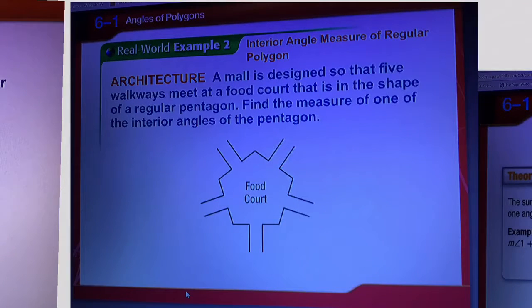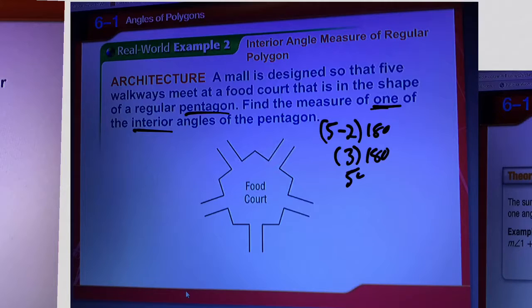Okay, next thing we need to talk about is if we know what all the angles add up to equal, can we find the measure of one? In this case, we have a mall food court that is a pentagon. We know a pentagon is 5 sides, and we want the measure of one of the interior angles. So since a pentagon is 5 sides, we do 5 minus 2 times 180. 5 minus 2 would be 3 times 180.